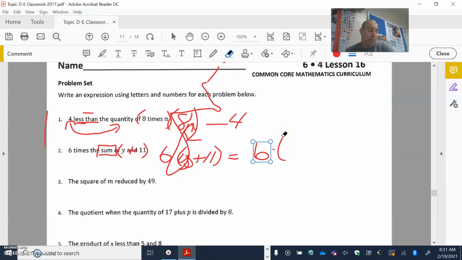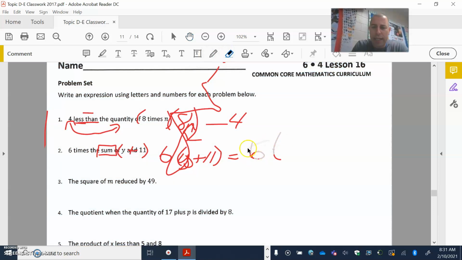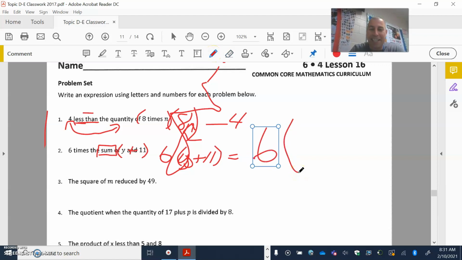I'm trying a new pen. It's not working. Let me go back to the old one here. Let's see what's happening. Clearly, it's not working. All right, there we go. So we're going to go with the 6, the parentheses right up against it, and then the y plus the 11.